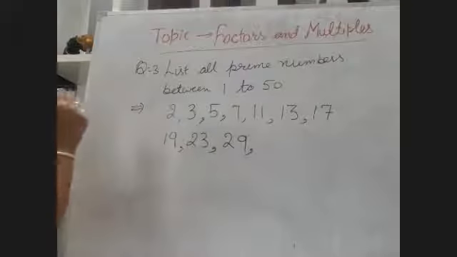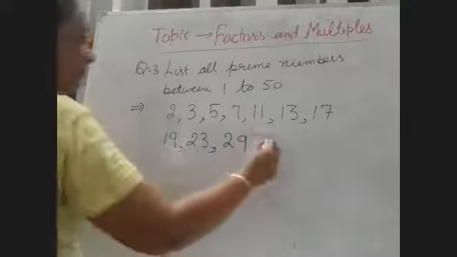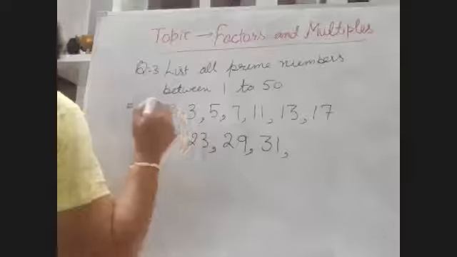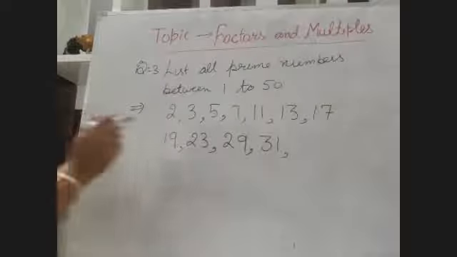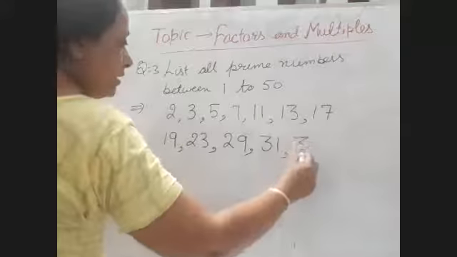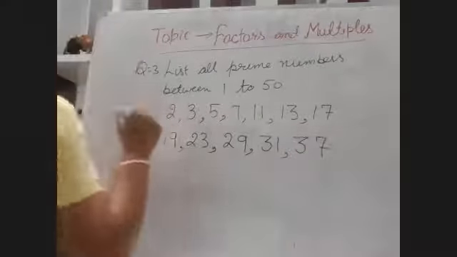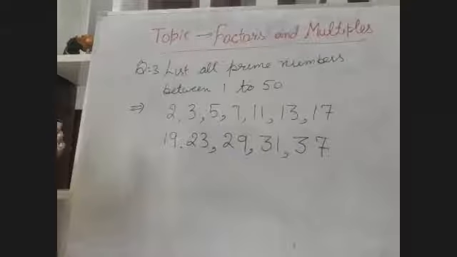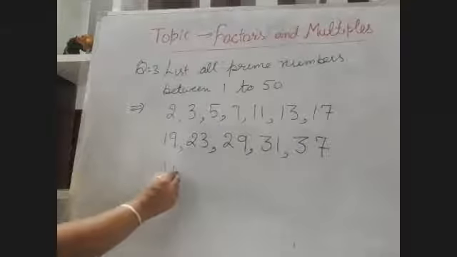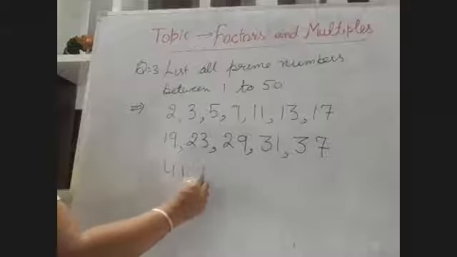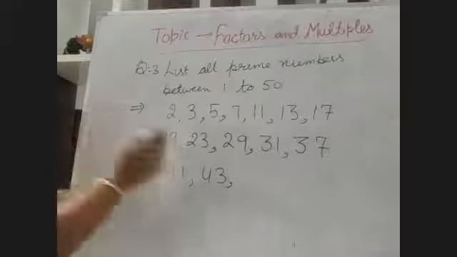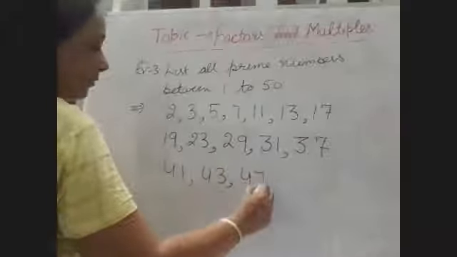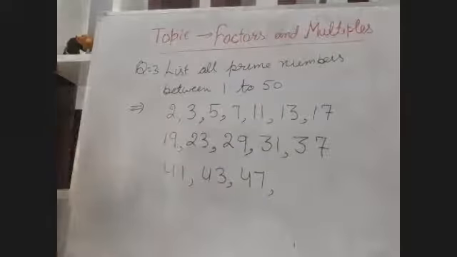Next is 30, a composite number. 31 is a prime number. 32, 33, 34, 35, 36. These all are composite numbers. So next is 37. After 37, 41, 43, and last is 47. 48, 49, 50. These all are composite numbers.